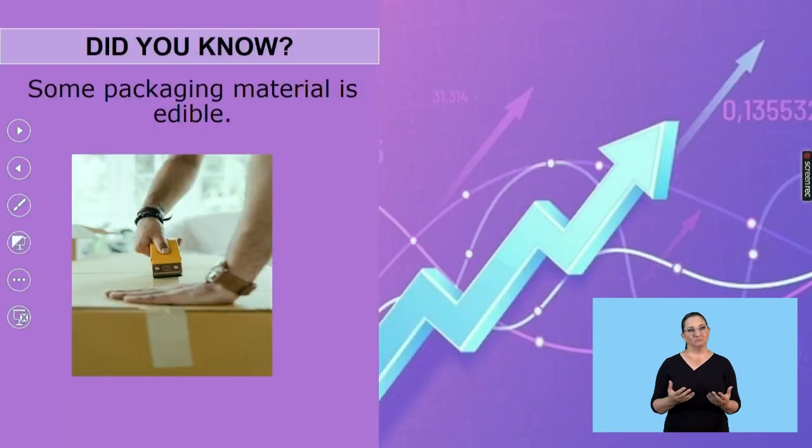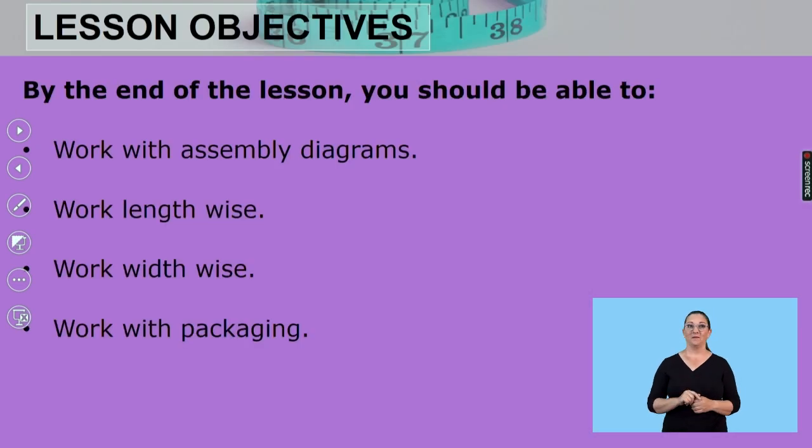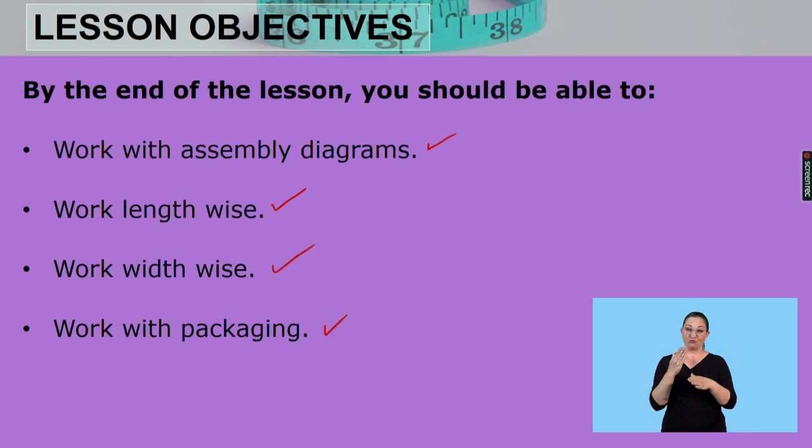Did you know some packaging material is edible, so you can actually eat that? Wow, imagine! By the end of the lesson, you should be able to work with assembly diagrams, work lengthwise, work widthwise, and then of course, work with packaging. Let's see what we've got to do.